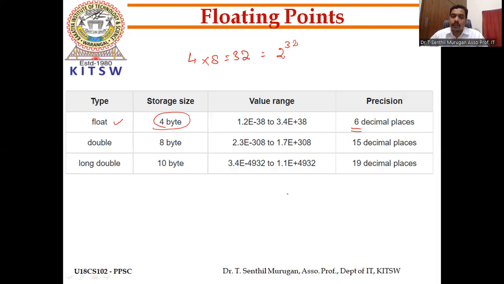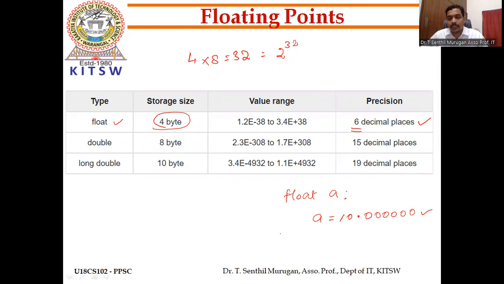For example, if you declare float A, what is the meaning of that? A will use some values, for example some integer value like 10. After the point, how many decimal places will it take? 6 places: 0, 0, 0, 0, 0, 0. So this is for floating point, 6 decimal points.